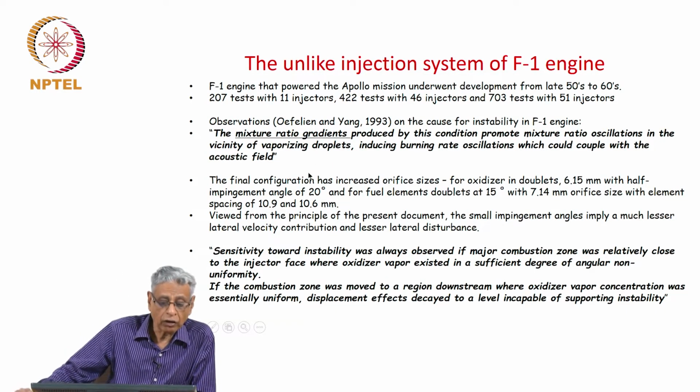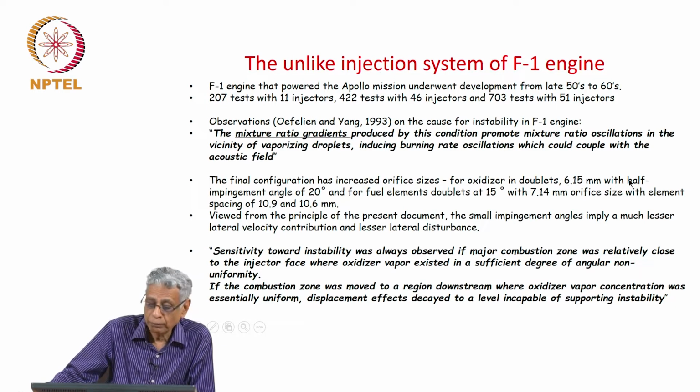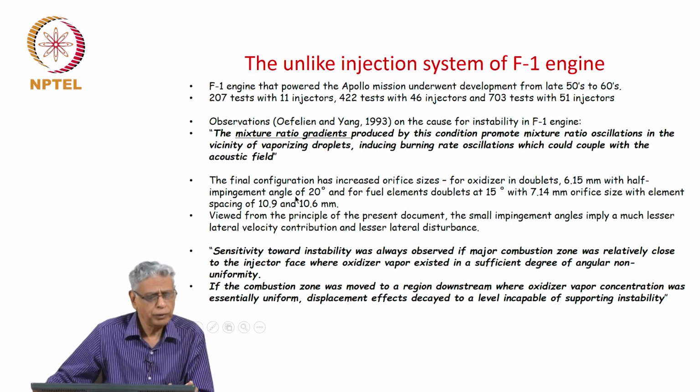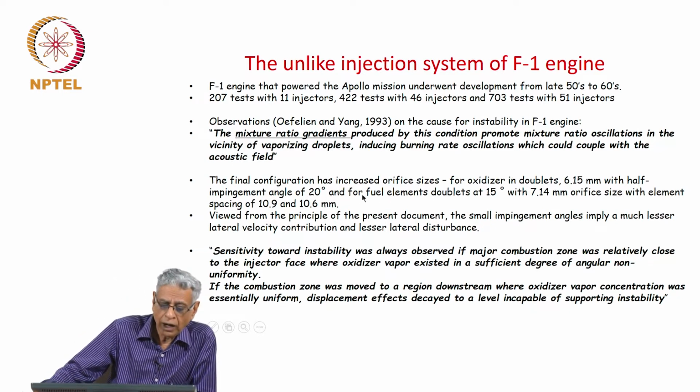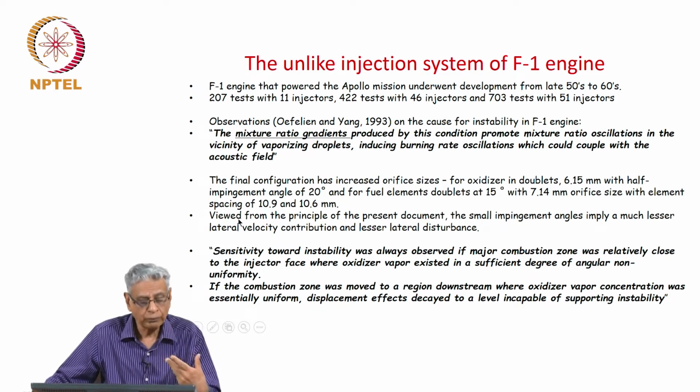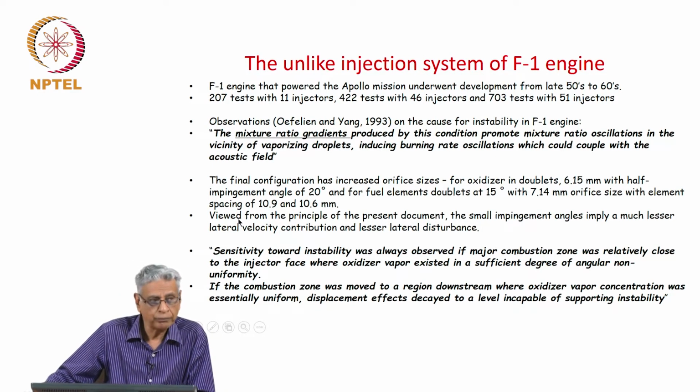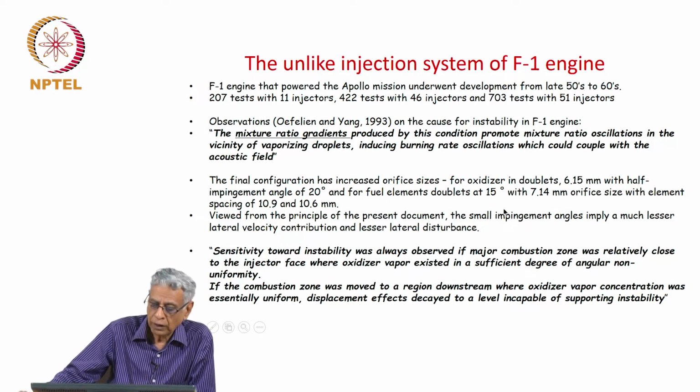In fact, their final configuration increased the orifice sizes for oxidizer in doublets to 6.15 mm, with a half impingement angle, not very large, 20 degrees, and for fuel elements at 15 degrees, and so on. I think, viewed from the principle of the thesis that I spoke about, the small impingement angles imply a much lesser lateral velocity contribution and lesser lateral disturbance.